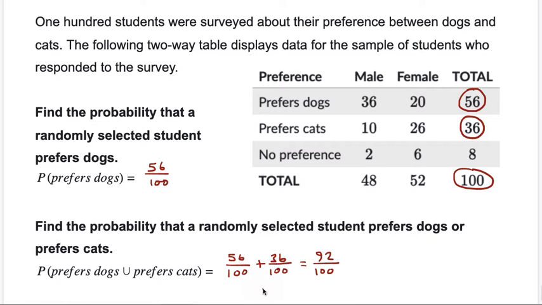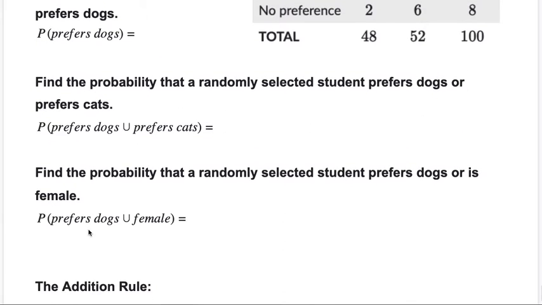Okay, so notice that there's no intersection. You can't prefer dogs and prefer cats. So we don't have to worry about subtracting the intersection just yet, like we had to do in the previous example. All we've got to do is add them together. Let's continue and take a look at another probability.